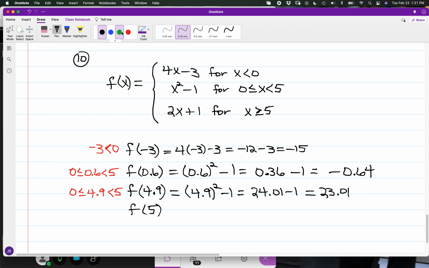And in the case of f of 5, 5 cannot be less than itself, and it cannot be greater than itself, but it is equal. And we have the equal sign concerning 5 in the last inequality. So we'll be using the last part of the function for that size input, utilizing 2x plus 1. So we have 2 times 5 plus 1. 2 times 5 is 10, and 10 plus 1 comes out to 11.